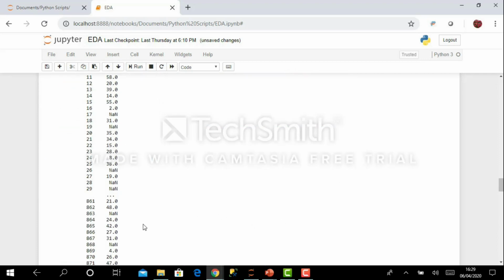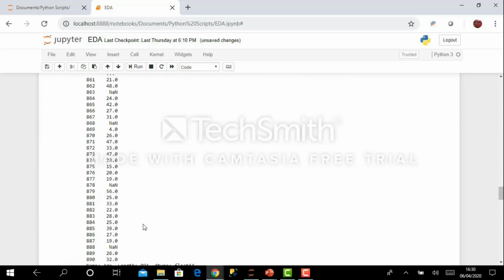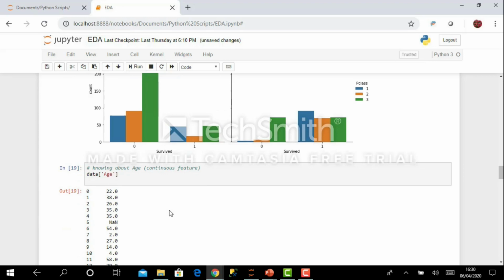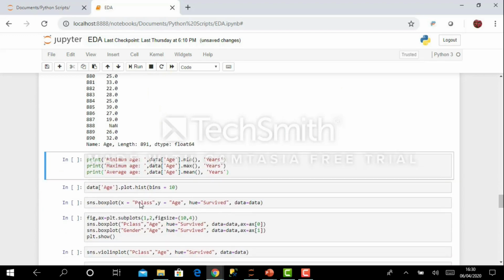As you already know, there are around 167 records where the age value was null. For the rest of the places I can see that the values are present, that is the age in years. So that is the data, and it is a continuous feature. As you know, age is a value that may range from 0 to 100 I can say. So it's a continuous feature, but there are a lot of null values, right? For this continuous feature I can calculate the minimum, maximum and average. That will help me to understand.